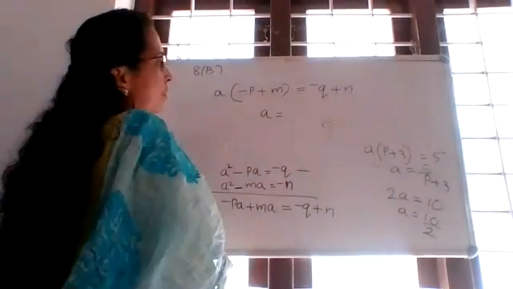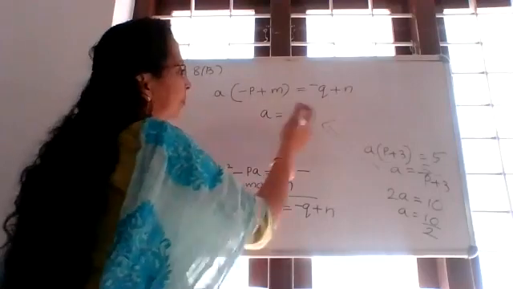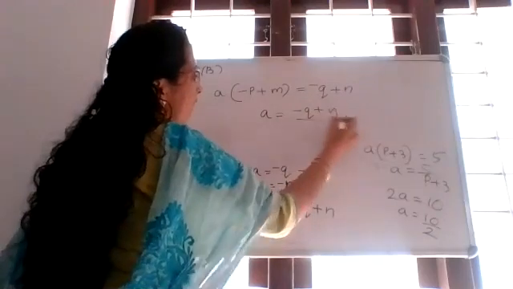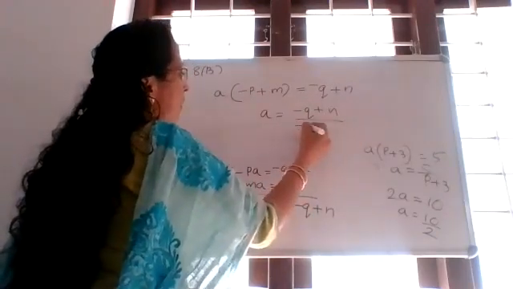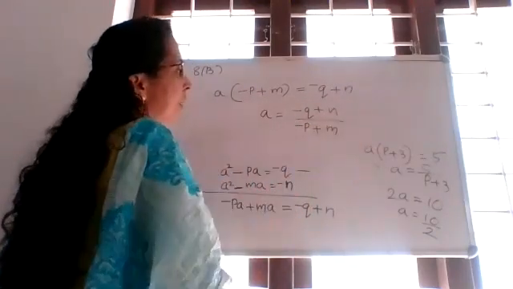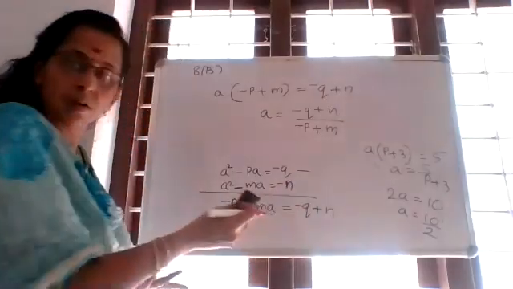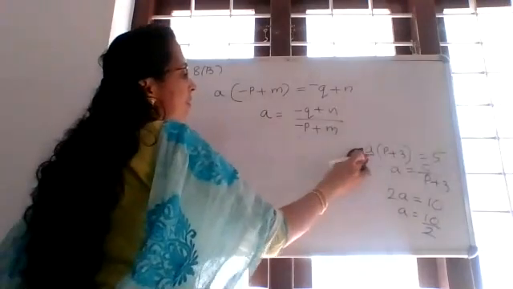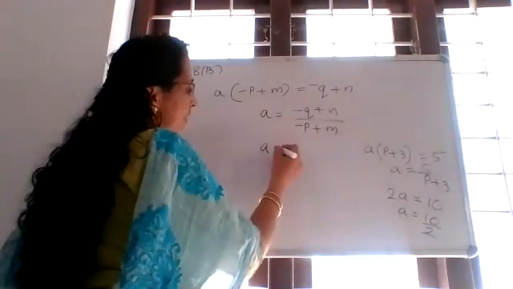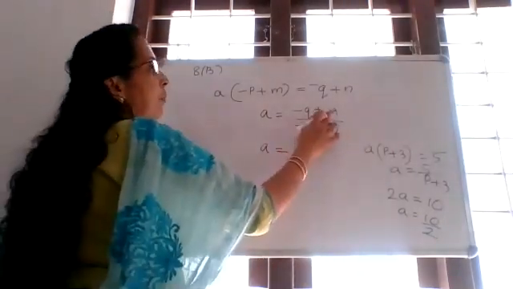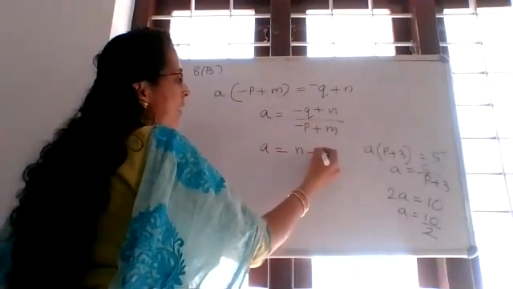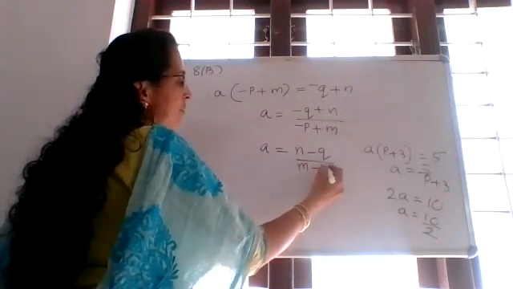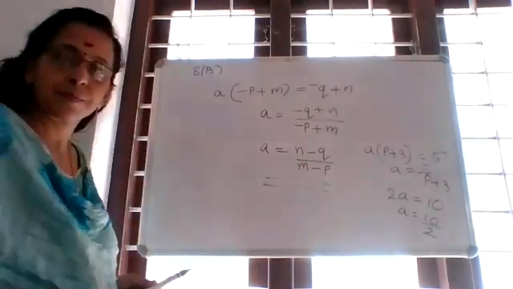In the same way, a is equal to negative q plus n divided by negative p plus m. That's all. Then just rearrange: a is equal to, first we write the positive, n minus q divided by m minus p. That is our answer.